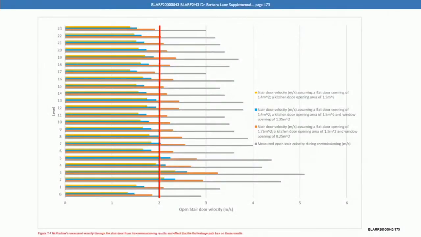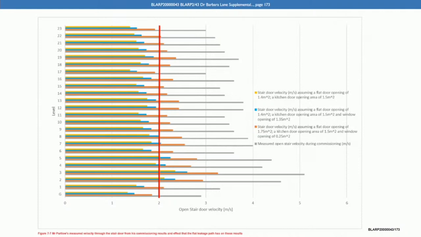And then in blue, the velocity with a smaller flat door opening, the same kitchen door opening and a larger window opening of 1.35 metres squared. And then in yellow, this is the worst case scenario of Dr. Lane, which is the one we were just discussing. Flat door opening of 1.4 metres squared, kitchen door opening of 1.5 metres squared, and no window opening assumed. Right, so the blue is the maximum window opening size, and the yellow presumes there's nothing beyond the kitchen door.